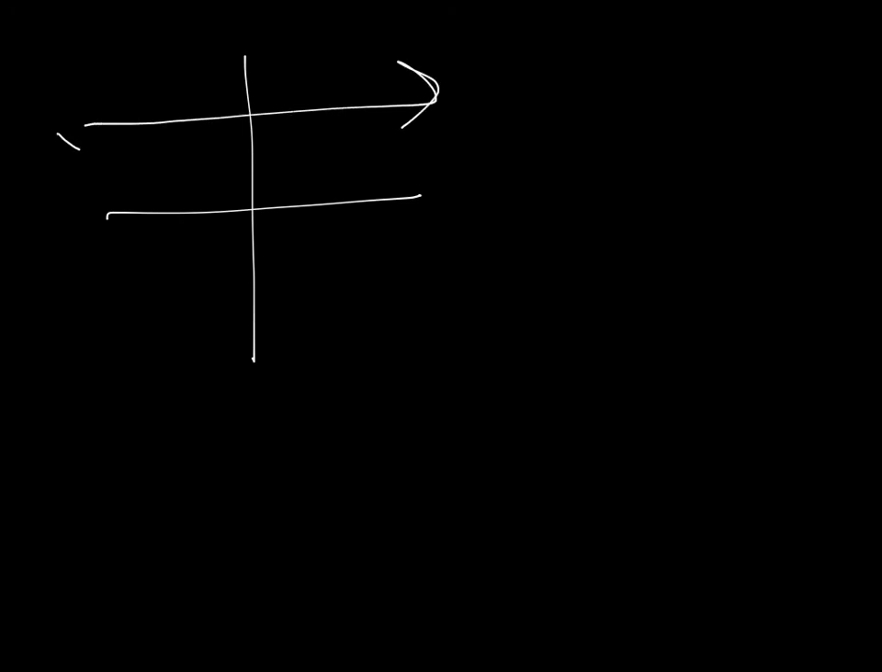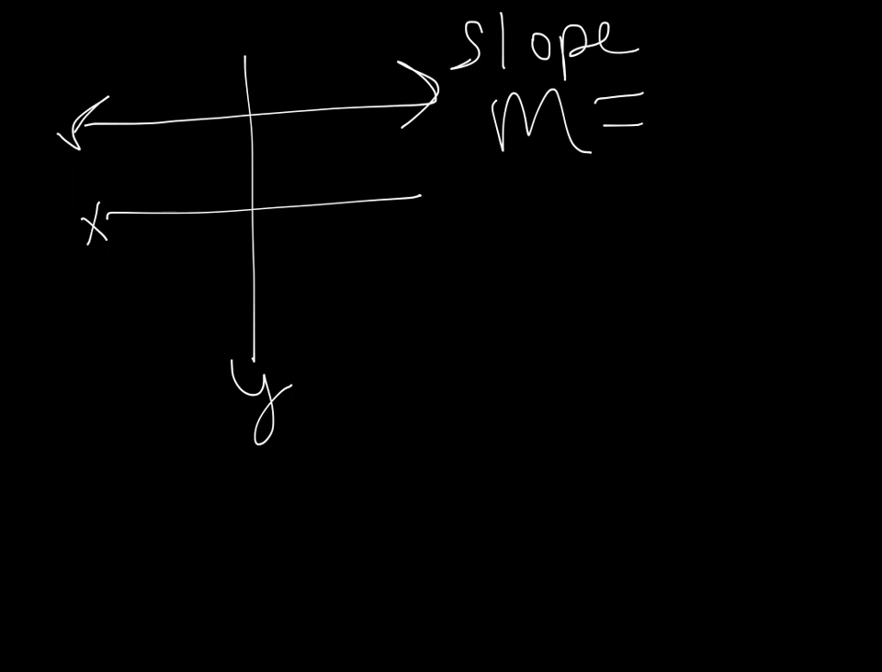If you are graphing a horizontal line, the horizontal line is going to go something like this, right? This is our x-axis, this is our y-axis. Well, think about this. This line isn't going up at all, right? So if slope, which is m, is change in y over change in x, that triangle is called delta. It's a Greek symbol, and in math it means change in something.